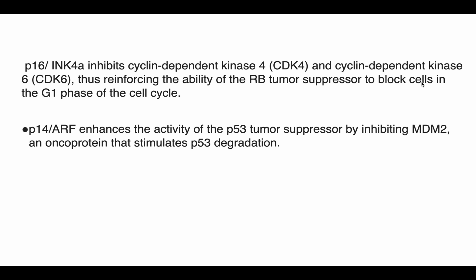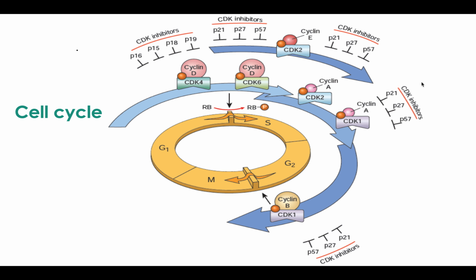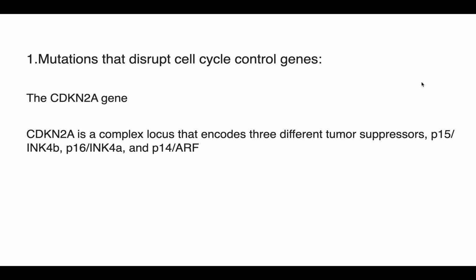So you have a cell cycle. This is the cell cycle if you remember. The cell cycle regulates the division of the cell. So anything which disrupts here will lead to tumor formation. So firstly, what is there?